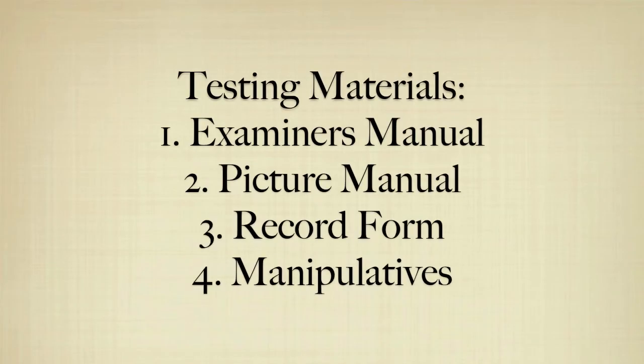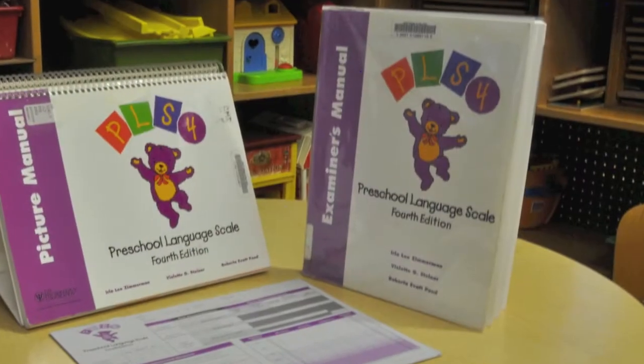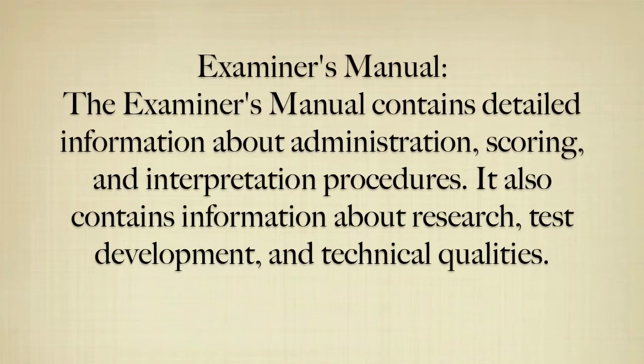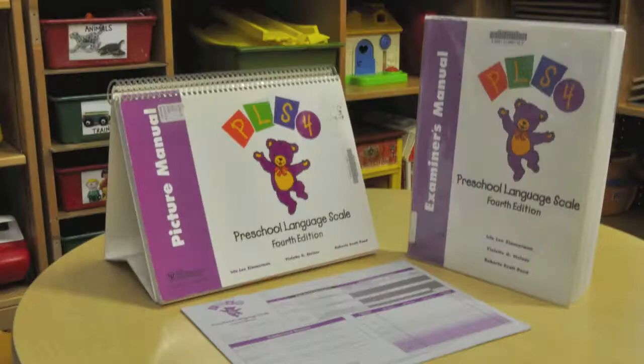The testing materials include examiner's manual, picture manual, record form, and manipulatives. Examiner's manual. The examiner's manual contains detailed information about administration, scoring, and interpretation procedures. It also contains information about research, test development, and technical qualities.